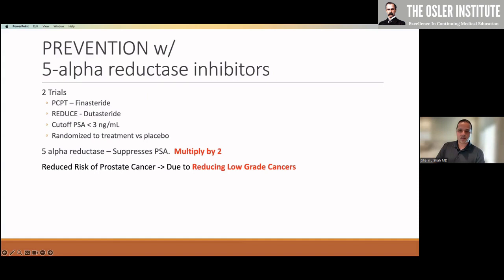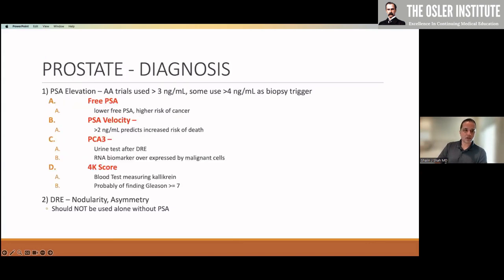Now remember that 5-alpha reductase inhibitor suppresses PSA. So when you see somebody with a PSA of a certain value, you want to remember to roughly multiply by 2 to give you the rough corrected PSA. And these trials found that the risk of prostate cancer was reduced in those men taking the 5-alpha reductase inhibitors, but that was because they reduced the lower grade cancers. Please remember that.